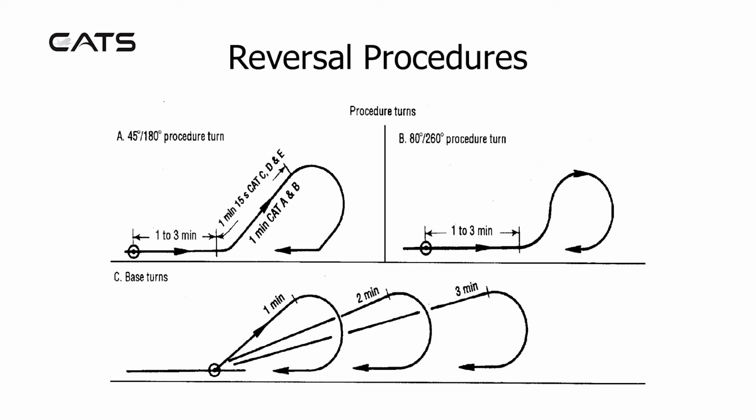There are two types of procedure turns advocated by ICAO. One where the aircraft turns through 45 degrees from the reciprocal of the inbound track and then flies for 1 minute, typically for a category A or B aircraft, and then turns through 180 degrees to intercept the inbound track. The other is where the aircraft turns through 80 degrees and then through 260 degrees to intercept the inbound track. For base turns, the aircraft turns off the track and flies for 1 minute, 2 minutes or 3 minutes typically, and then turns in a direction to intercept the inbound track.